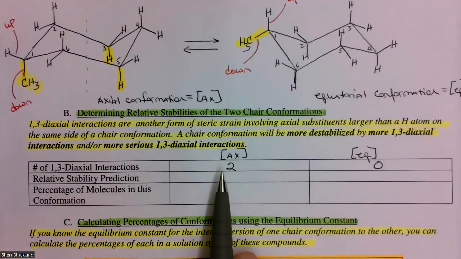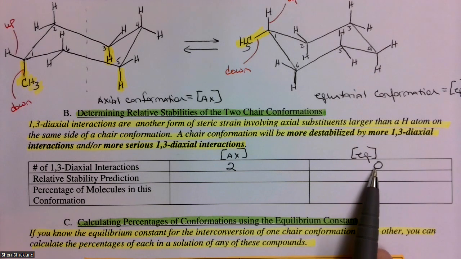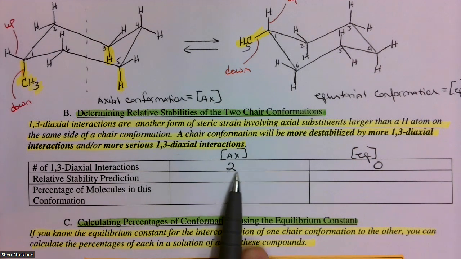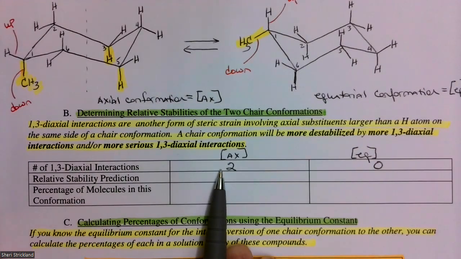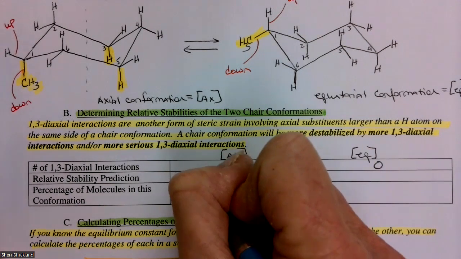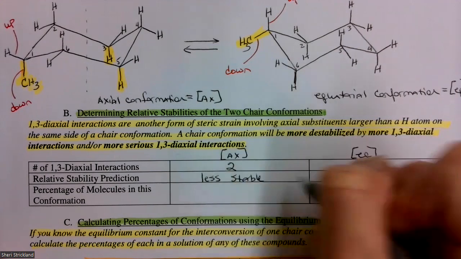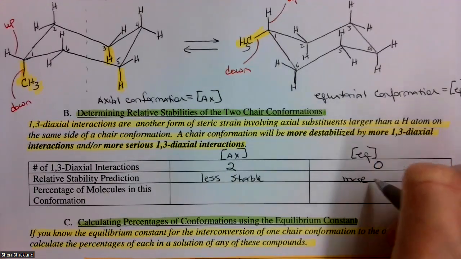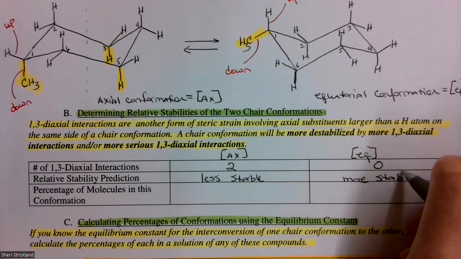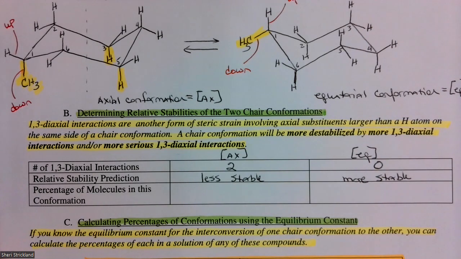So which one is more stable? Well, the one with fewer 1,3 diaxial interactions will be more stable. Or you can say the one that has more 1,3 diaxial interactions will be less stable. And like with most things, there will be more molecules in the more stable conformation when you get to equilibrium. We can actually calculate that. This is just a qualitative assessment, but we can do a quantitative assessment.